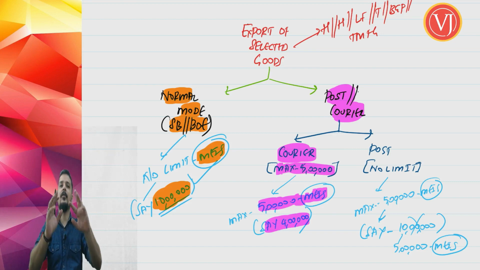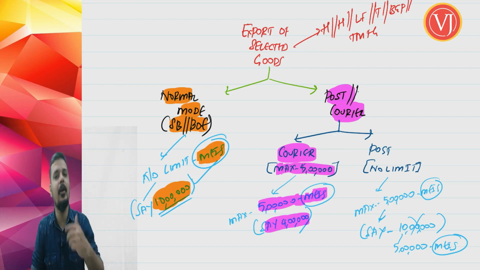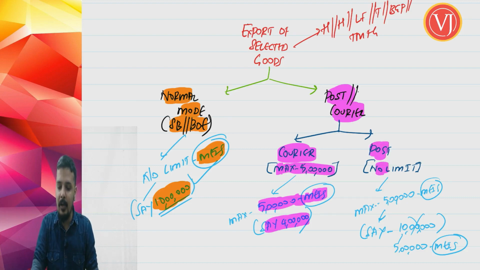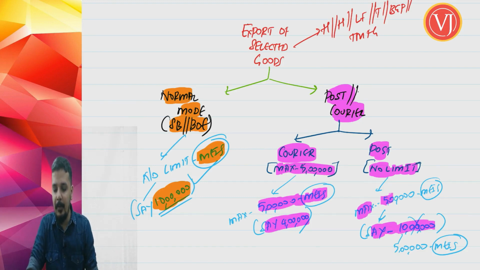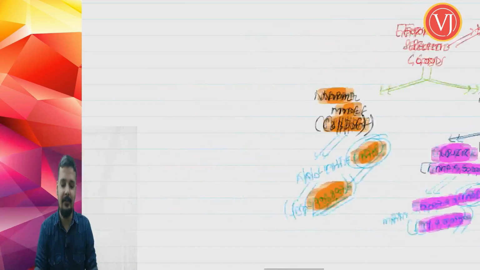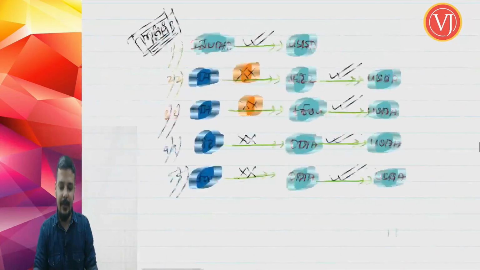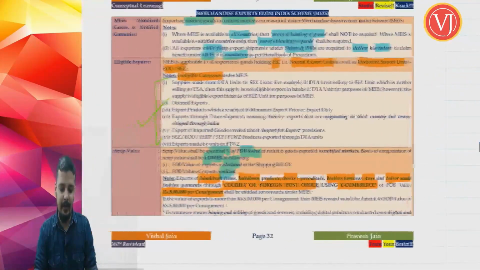See, there are two checks. Through courier, you can export only a 5 lakh consignment. One consignment can only be up to 5 lakhs, and even for MEIS, the maximum limit is 5 lakhs. So there will be no mismatch. But through post, you can export goods without any limit. So friends, if you have exported goods for say 10 lakhs, for the MEIS script it will be counted only as 5 lakhs. That you have to understand. This is a very important point, a repeatedly asked point.